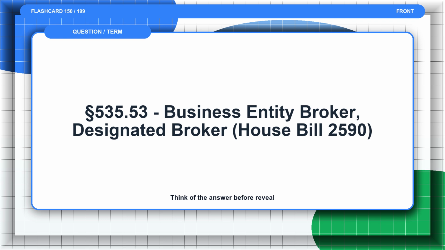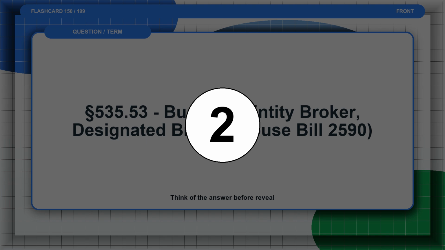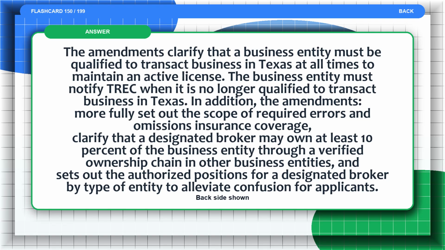Flashcard 150. Section 535.53 Business Entity Broker, Designated Broker, House Bill 2590. Pause and think of the answer before the reveal. The answer is, the amendments clarified that a business entity must be qualified to transact business in Texas at all times to maintain an active license. The business entity must notify TREC when it is no longer qualified to transact business in Texas.